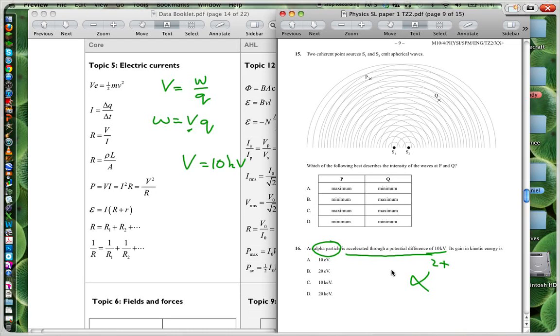So in actual fact, it would be 2e plus. That's the charge that you've got on it. So the energy in eV would equal 20 keV, because you have 10 kilovolts times the 2e that we have for the 2 elementary charges. So D is the correct answer for 16.